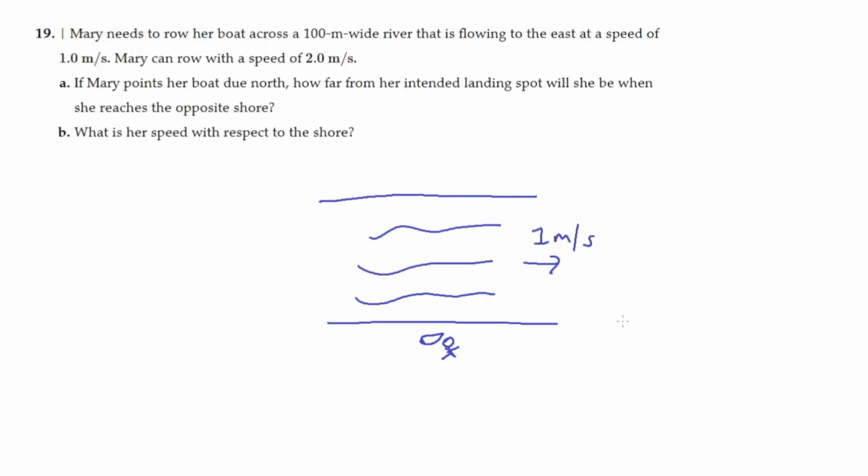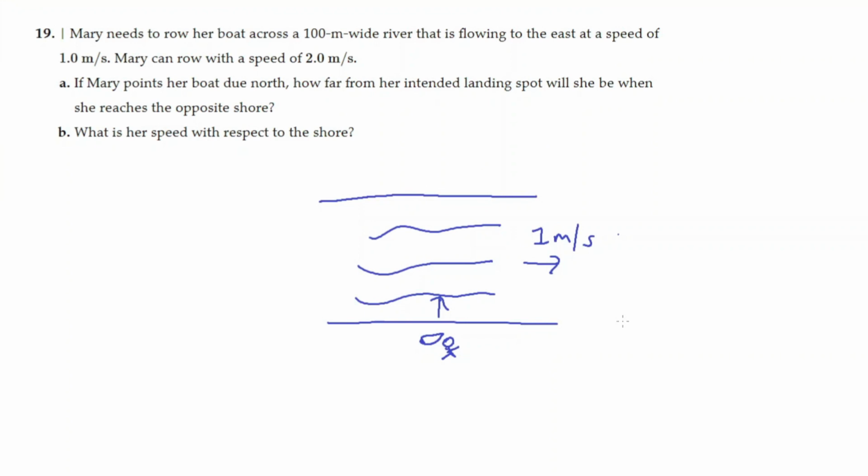Alright, so let's take a look at number 19. Mary needs to row her boat across a 100 meter wide river. The river is flowing east at the speed of 1 meter per second. Mary can row with the speed of 2 meters per second. If Mary points her boat due north, how far from the intended landing spot will it be when she reaches the opposite shore?